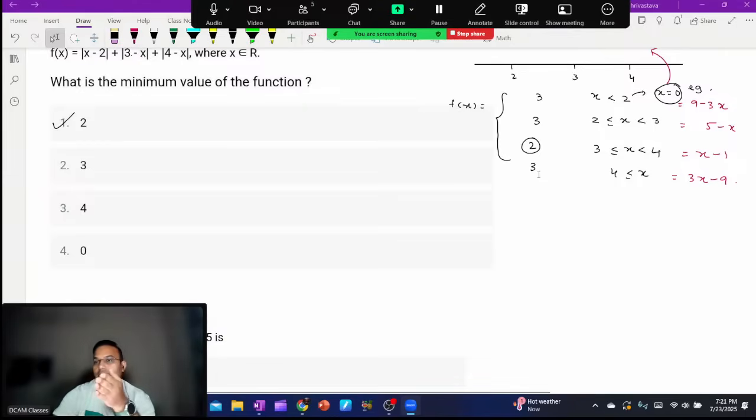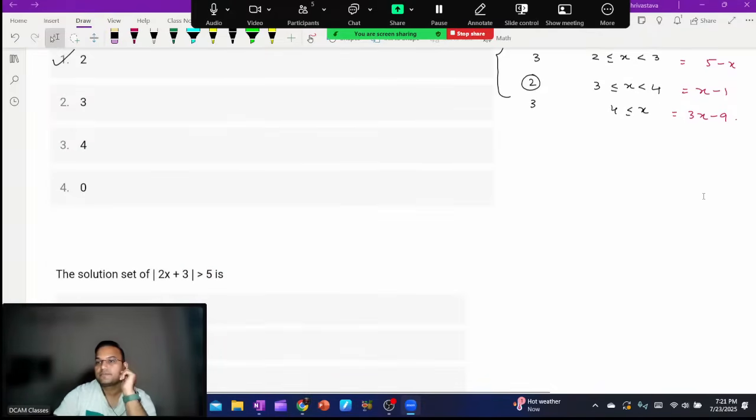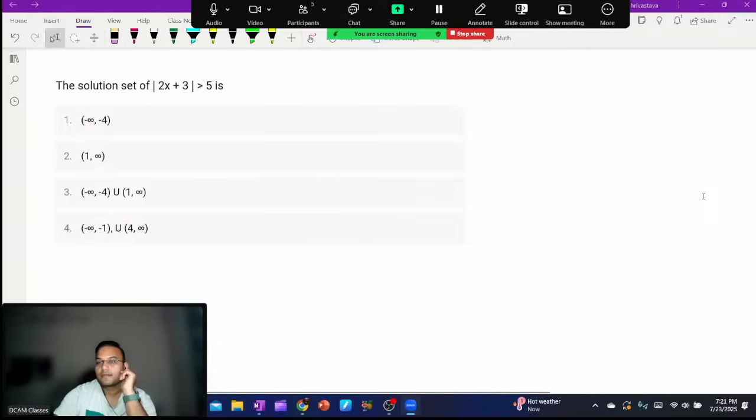You just plot the graph. For x less than 2, you will plot the graph 9 minus 3x. And then 2 to 3 again 5 minus x, like that. x minus 1, like that. It becomes easier then. Otherwise, you must have solved this question using putting the values and all. It is not advisable.